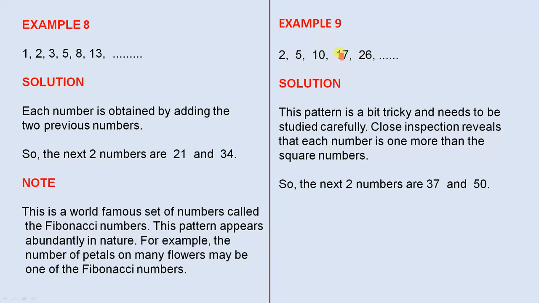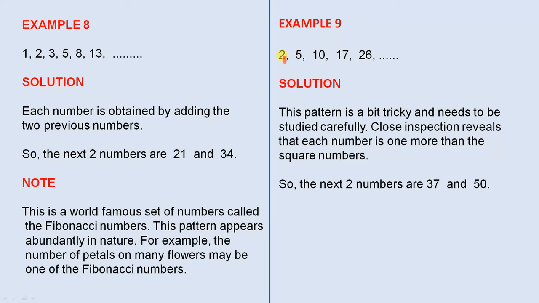Example 9, 2, 5, 10, 17 and 26. And the solution. This pattern is a bit tricky and needs to be studied carefully. Close inspection reveals that each number is one more than the square numbers. So have a look at this.